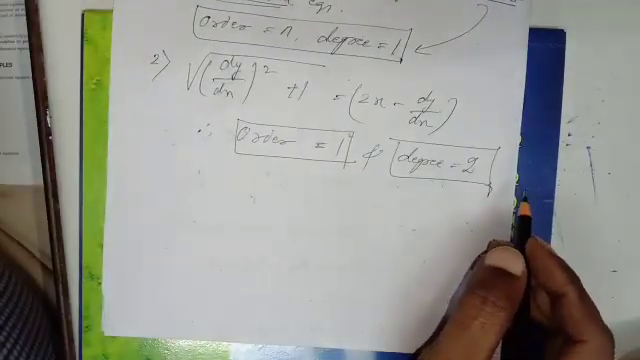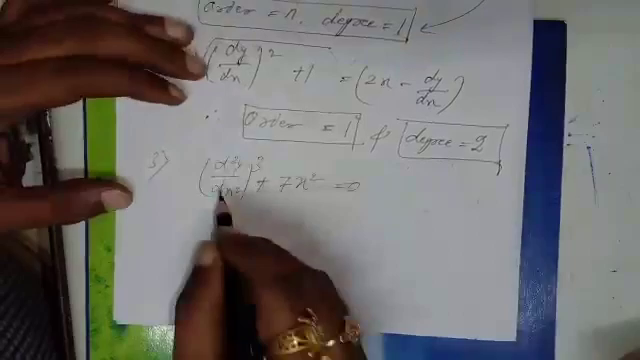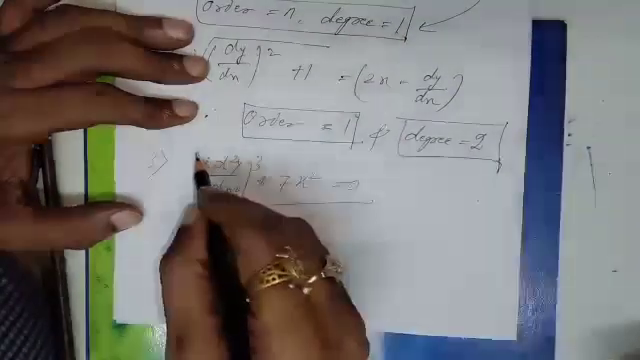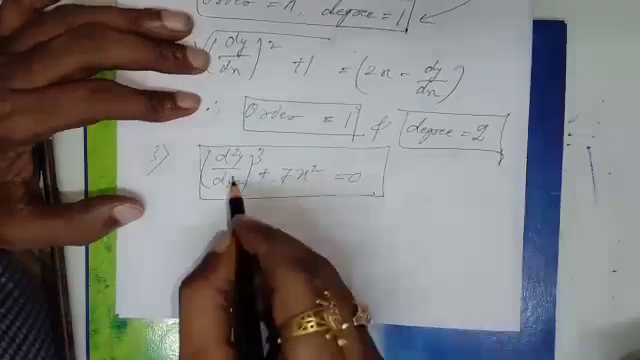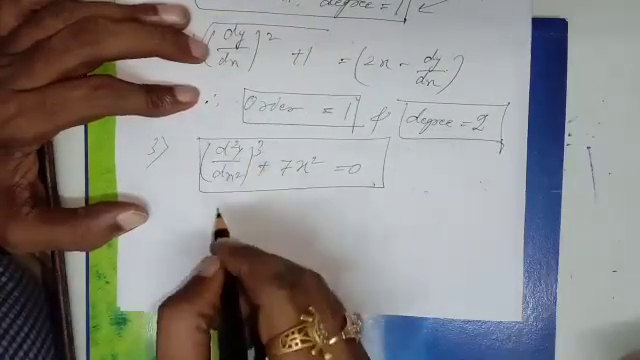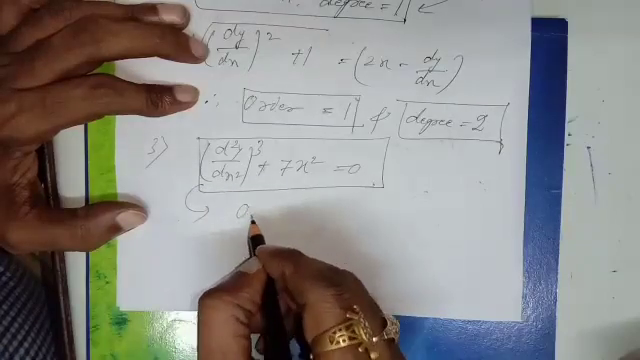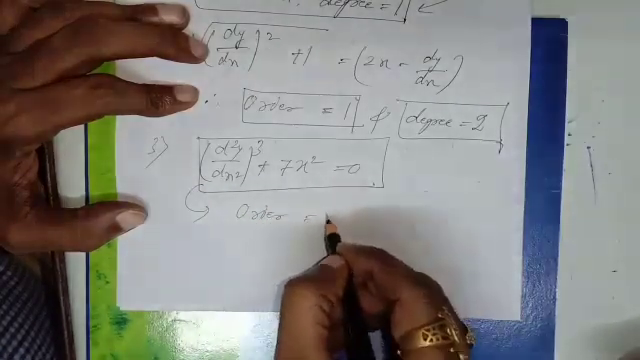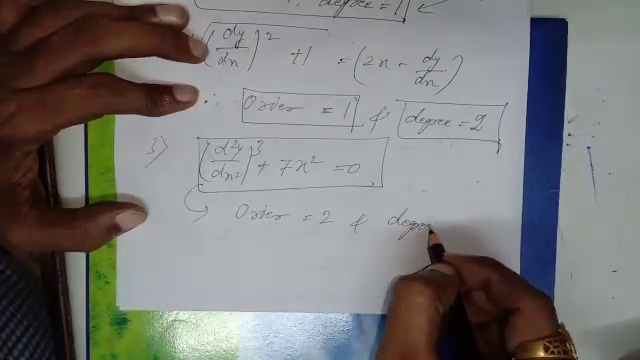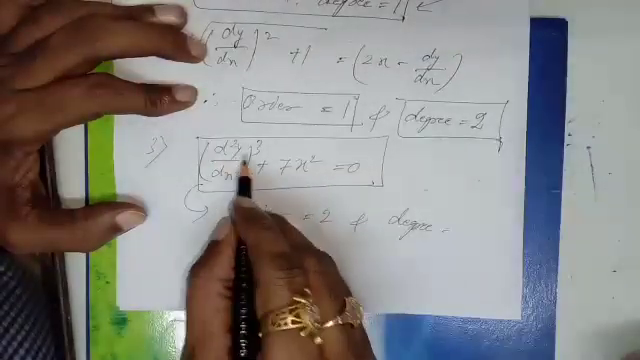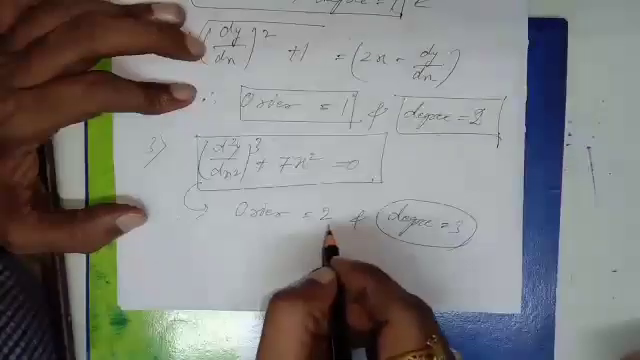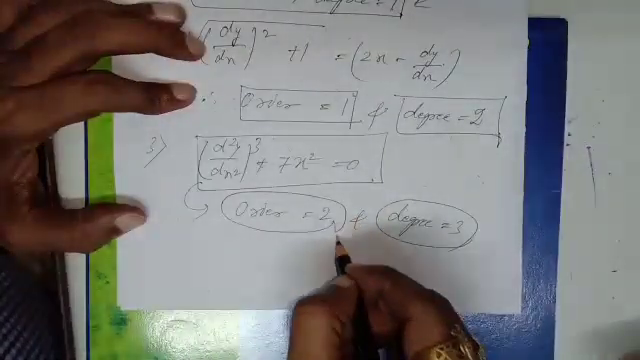Let us take one more question. See, this is a differential equation. What is the degree and what is the order? See, this is the second order derivative, so the highest order is 2. And the degree is the power of the highest order derivative, that is 3. Degree 3, and order 2. Okay?